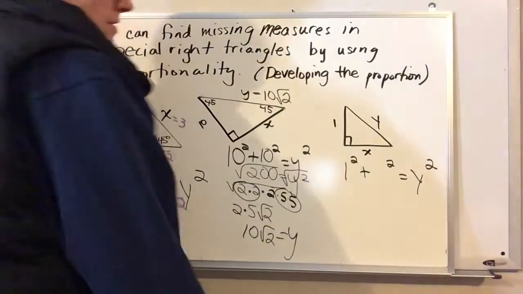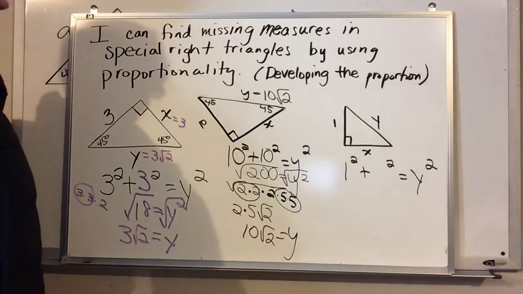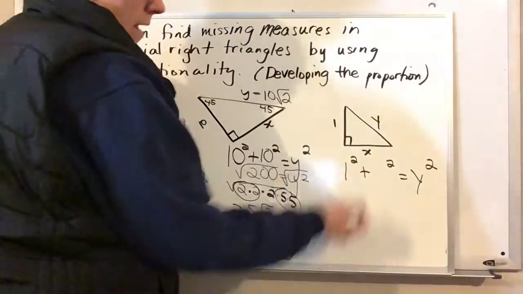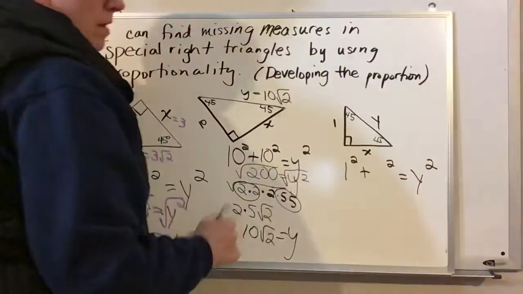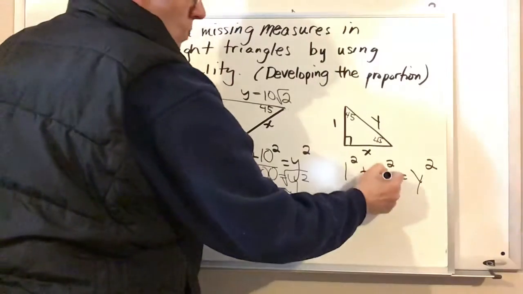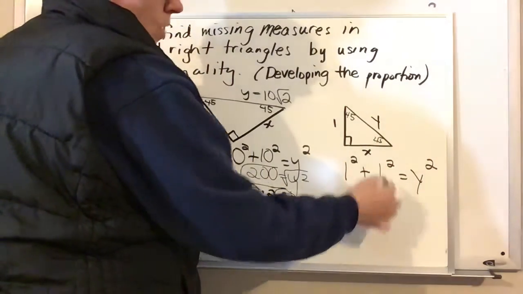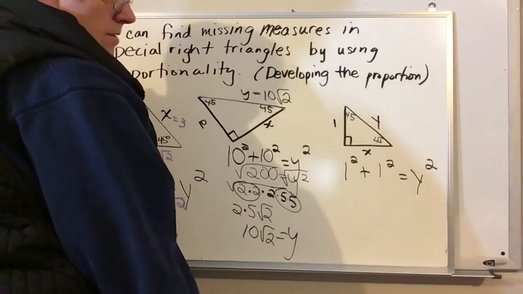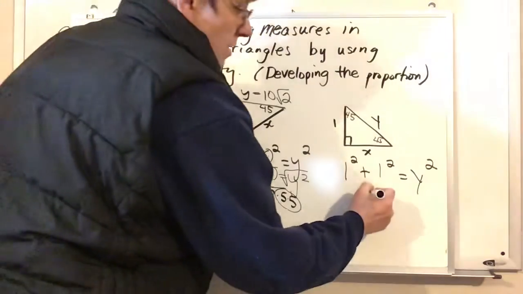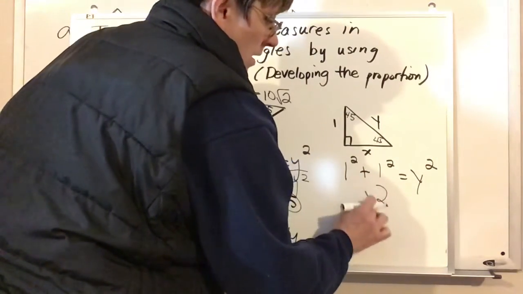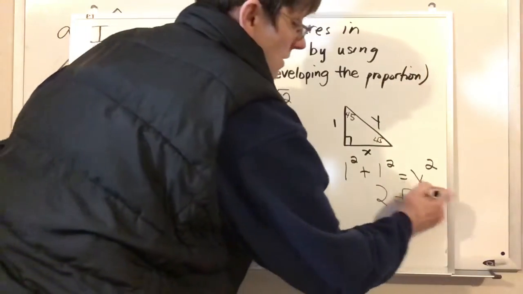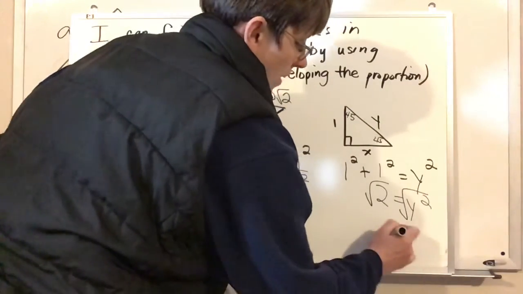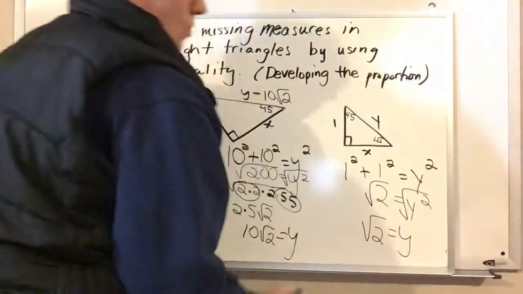All right, let's do it for this triangle here. One leg is 1. That means the other leg is going to be 1. 1 squared plus 1 squared is 1 plus 1. 1 plus 1 is 2. But that's what y squared is. That's not what y is. So I need to take the square root of both sides, and I find out that y is equal to the square root of 2.